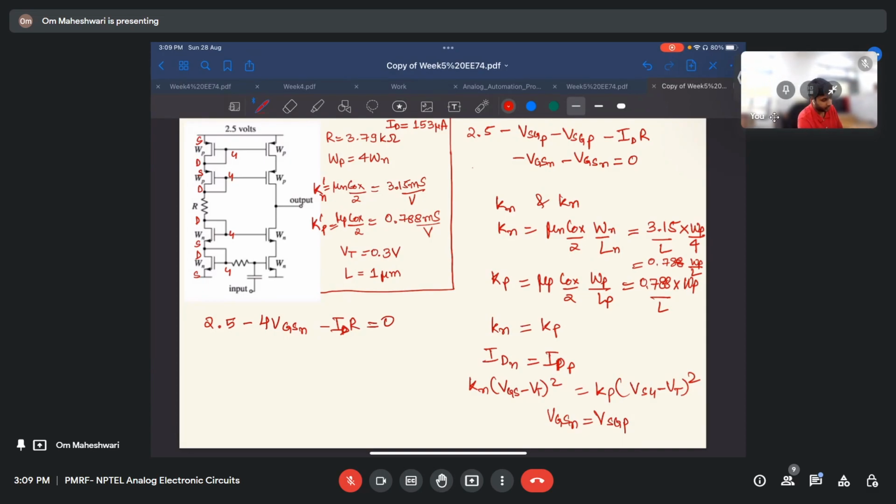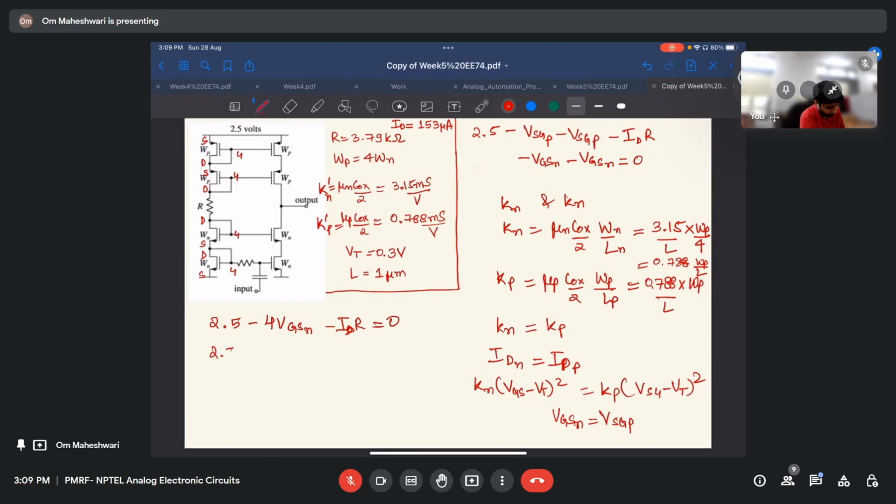Okay, so let us first find this. Let's find 2.5 minus 4. So what is VGS? If we see the equation, ID is equal to K times VGS minus VT whole square. This implies VGS equals VT plus, sorry, under root ID by K. So I'll replace it here: 4 under root ID by K plus VT minus ID R equals 0.